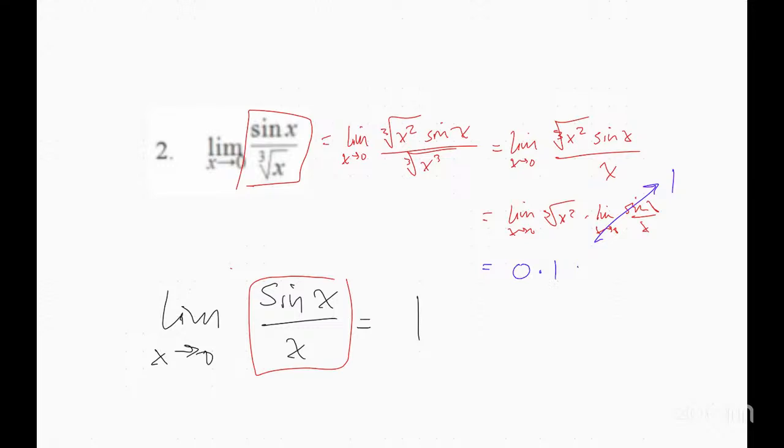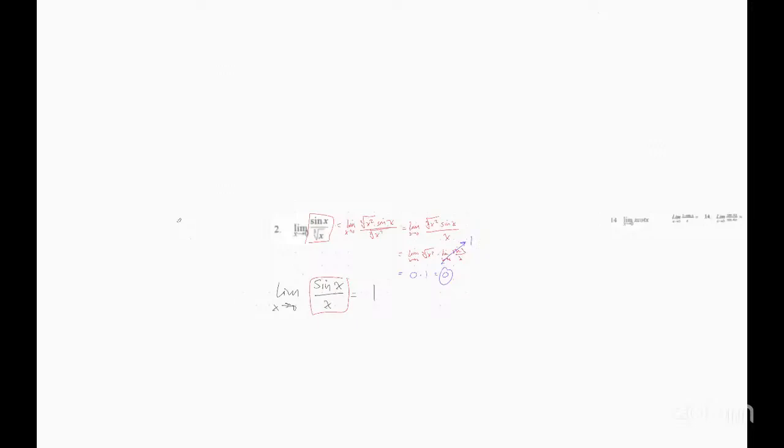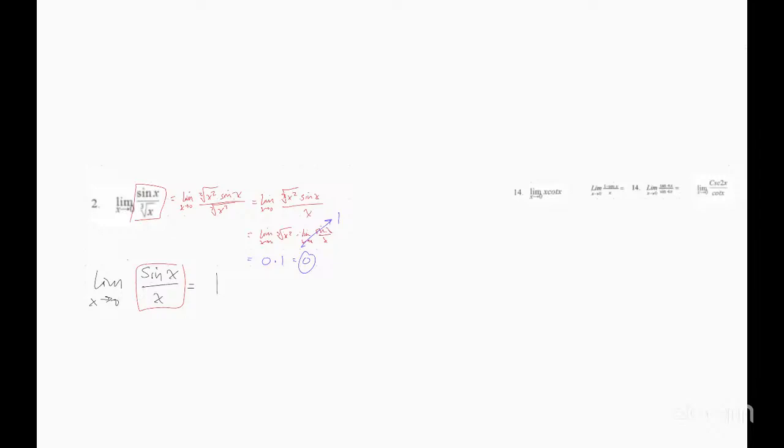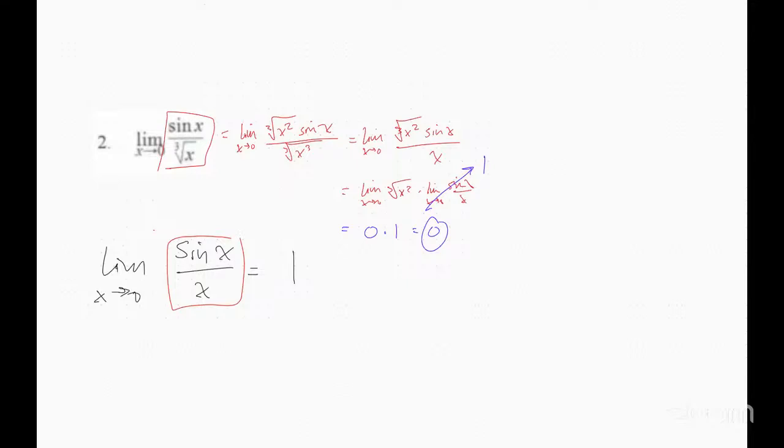Okay, makes sense. You want to make it look like this by doing algebra. So the way I made it look like that is I multiplied it by the cube root of x squared over the cube root of x squared. Because remember, the cube root of x cubed is just x. You understand that? So that's what we did there.